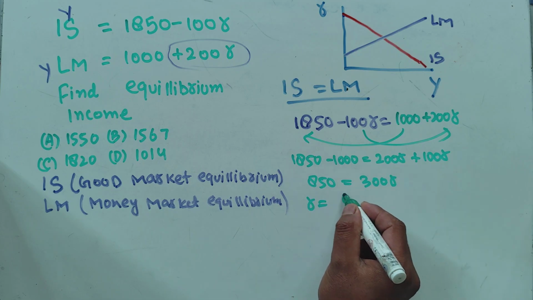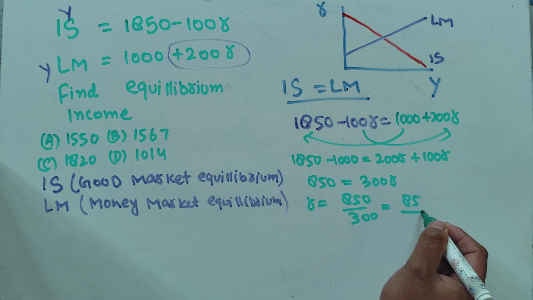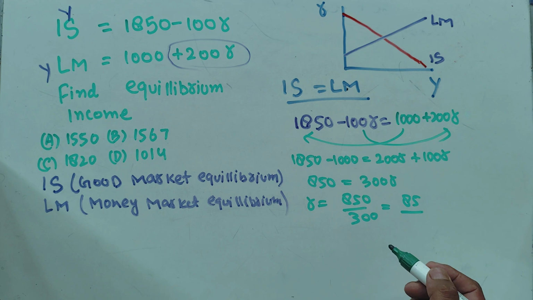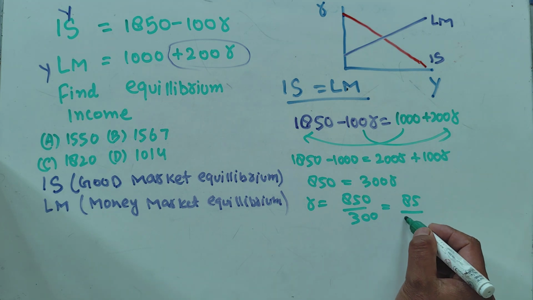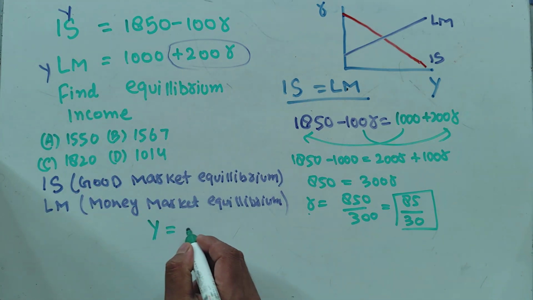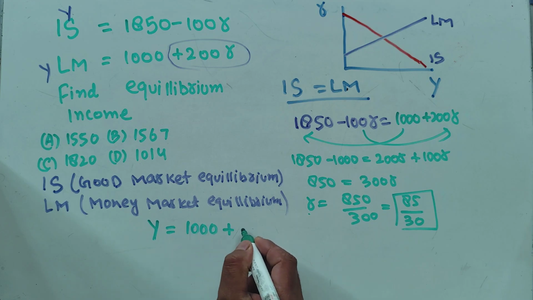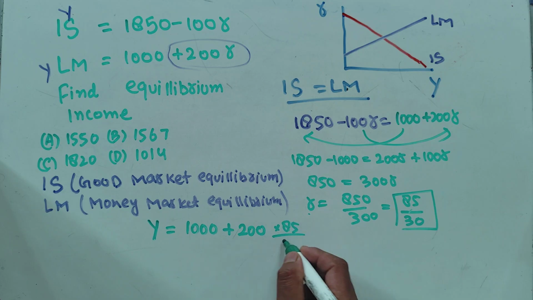R will be equal to 850 divided by 300, or it will be 85 divided by 30. This is our rate of interest. Now to find the equilibrium level of income, plug this rate of interest into either the IS or LM equation. Let us put it in the LM equation. That means our equilibrium level of income will be 1000 plus 200 times R, where R is 85 divided by 30.